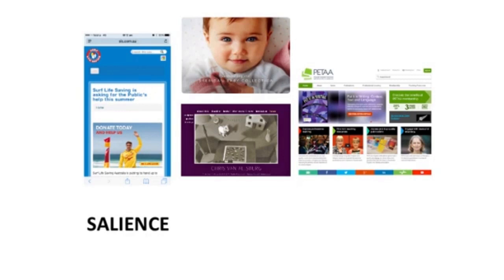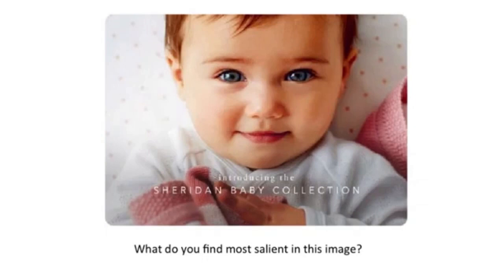The size of a depicted person or object can attract our attention most, and movement in multimodal texts that include the ability for the image to move. That really catches our attention. We find that very salient. Let's look at some examples. Surf Lifesaving Australia's webpage screenshot, Sheraton Baby Line advertisement, Chris Van Allsburg's website screenshot, and the PETA homepage.